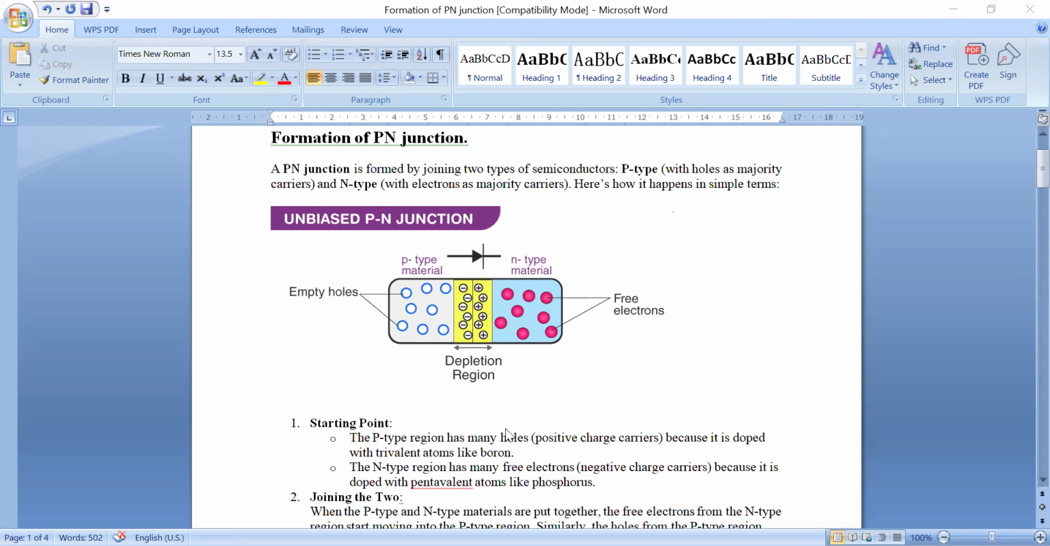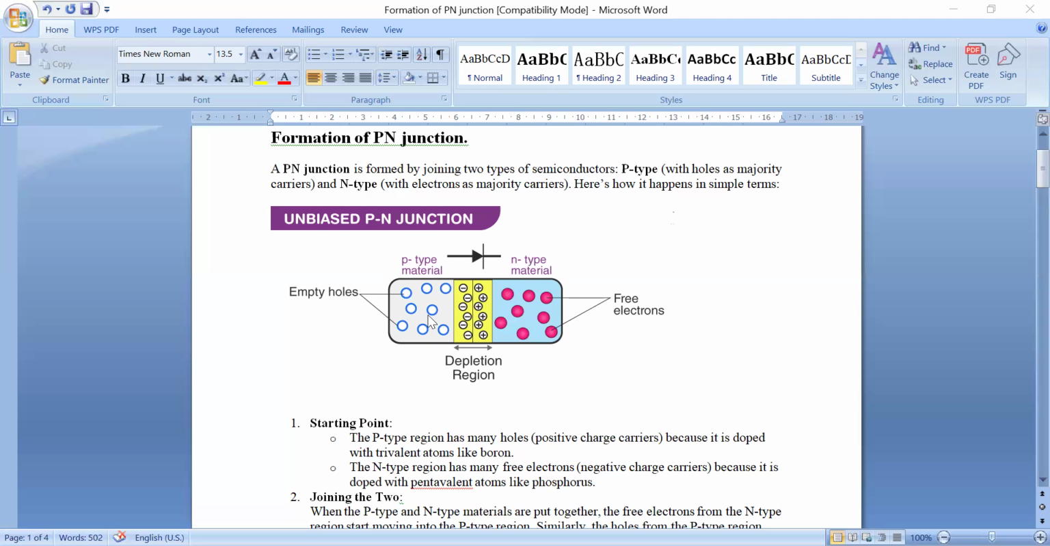The P-type region has many holes. They are positive charge carriers because the p-type semiconductors are doped with trivalent atoms like boron, whereas the n-type region has many electrons. The electrons are negatively charged carriers because it is doped with pentavalent impurities like phosphorus.